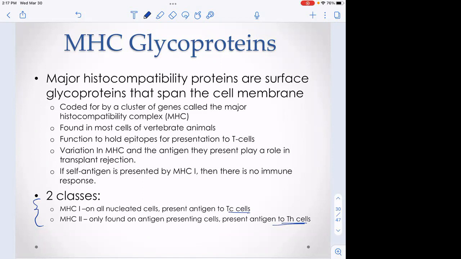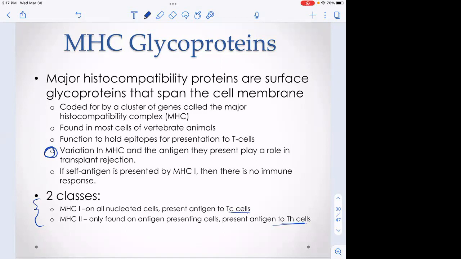They present antigen to T cells. So this seems like it's a little bit out of left field. Variation in MHC and the antigen they present plays a role in transplant rejection. Those MHC genes are what are called polymorphic, meaning we all have slightly different variations of that gene.